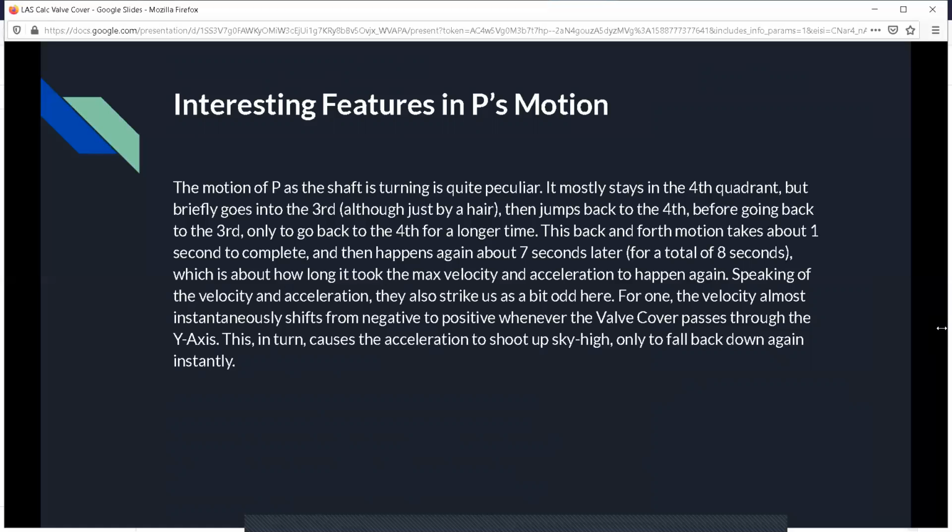Speaking of the velocity and acceleration, they also strike us as a bit odd here. For one, the velocity almost instantaneously shifts from negative to positive whenever the valve cover passes through the y-axis. This, in turn, causes the acceleration to shoot up sky high, only to fall back down again instantly. This is a great example, in my eyes, of how position, velocity, and acceleration are all connected.